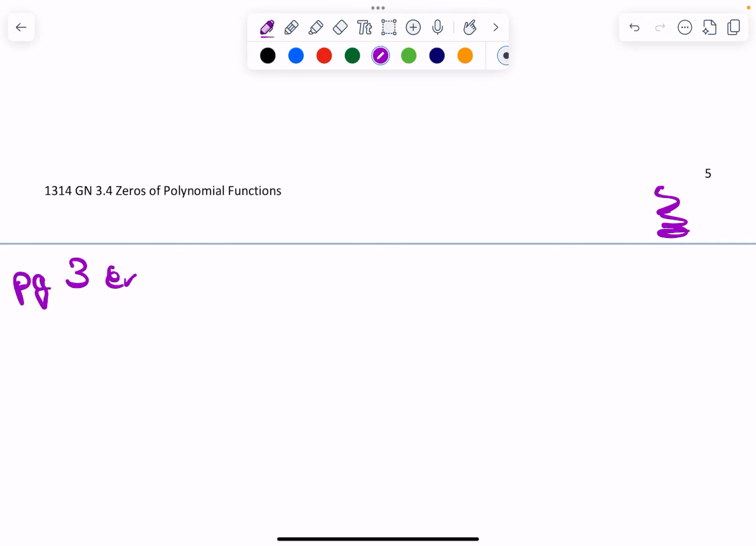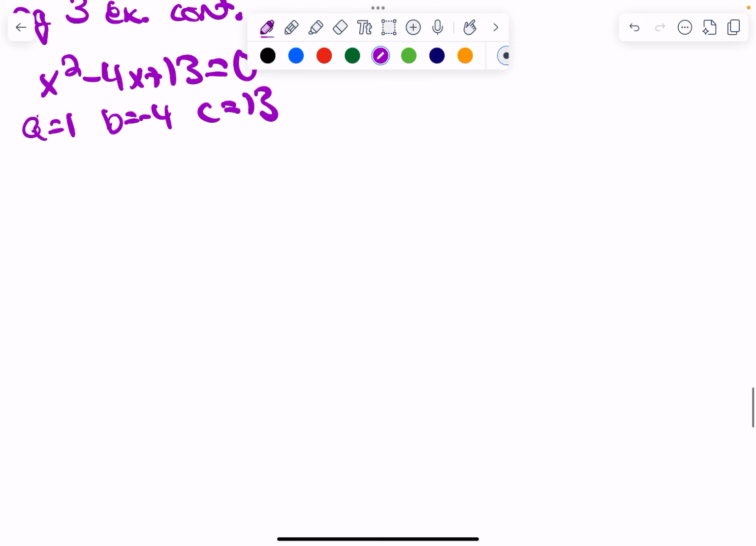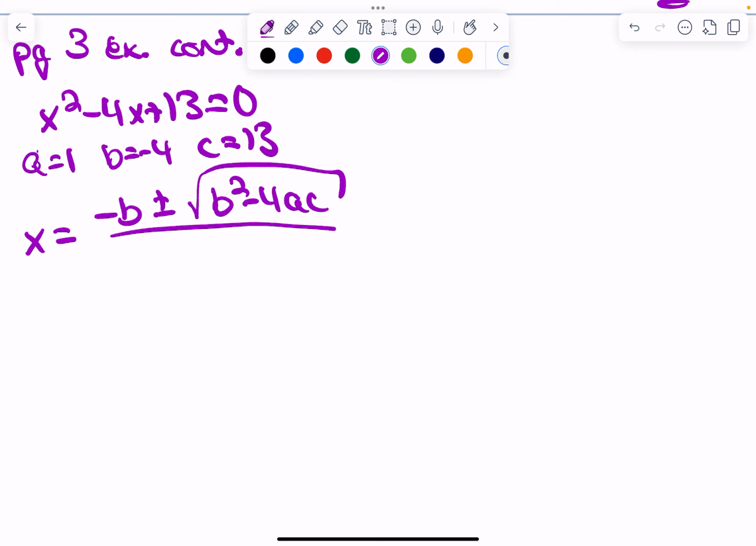Page 3, example, continued. Okay, so it was x squared minus 4x plus 13 equals 0. So our A here is 1, B is -4, and C is 13. I didn't do this with the previous one, but we're using the quadratic formula again because if you look at this, you can't factor it easily.